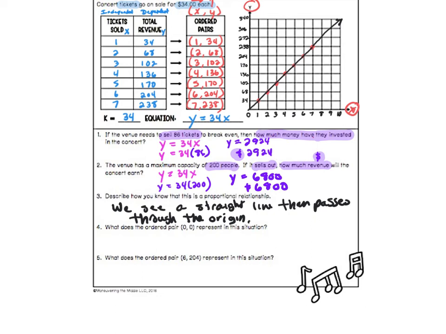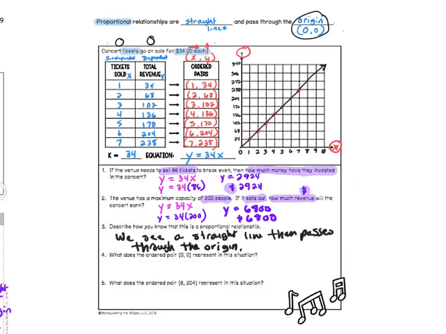Our next question, what does the ordered pair 0, 0 represent in this situation? Well, this situation is the number of tickets, 0, so 0 tickets, and the total revenue, the cost, well, 0 cost. So we could write 0 tickets cost $0.